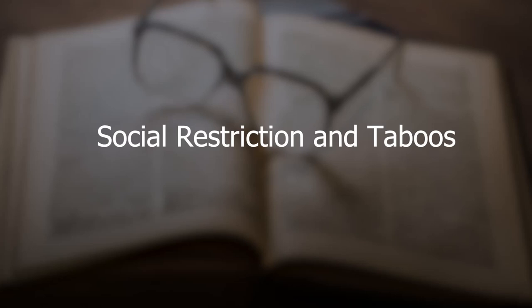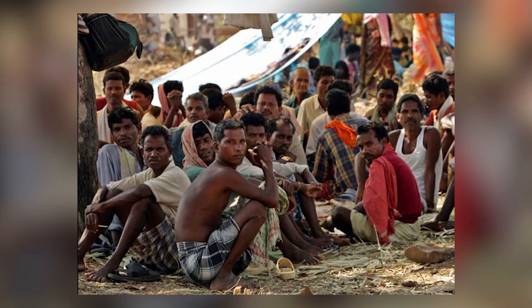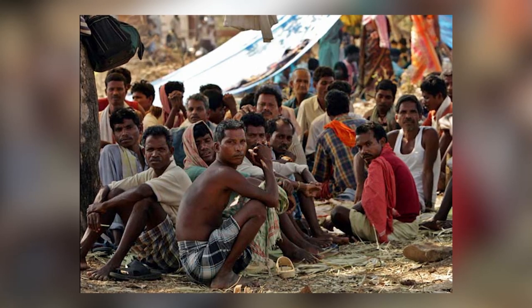Social restrictions and taboos in Hindu society. The untouchables became a known term in the caste system. The higher caste groups considered the lower caste groups as polluting and impure.